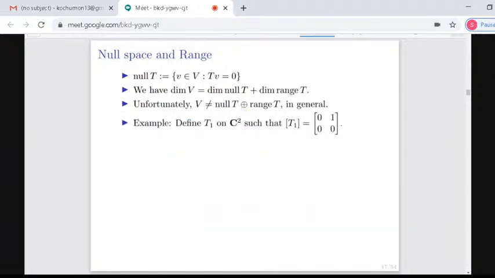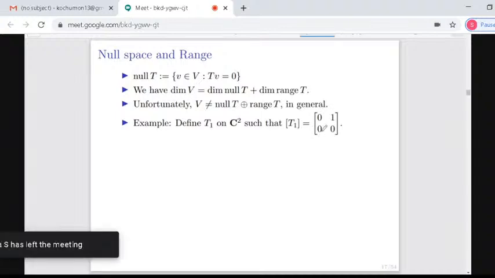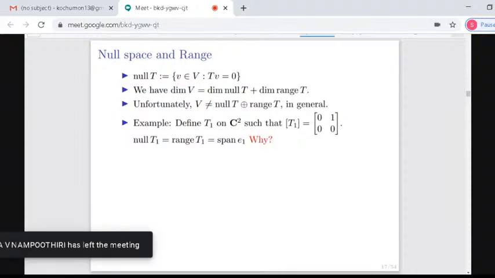Define an operator T1 on C2 such that the matrix of T1 in the standard basis takes (1,0) to (0,0) and (0,1) to (1,0). If you take that, then the null space and range are both the span of E1, where E1 is (1,0). That you should check.